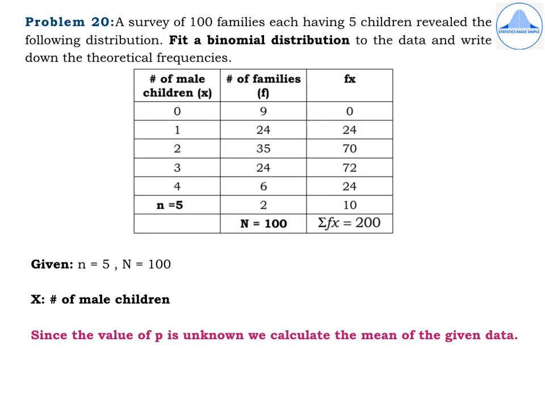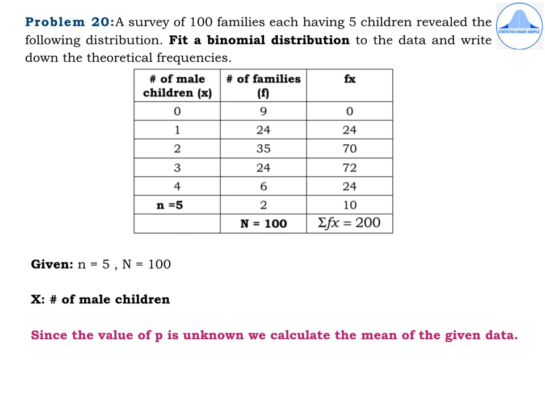This will be the final problem under the binomial distribution topic. I have covered in my previous videos 1 markers, 2 markers, 5 mark questions. So the 20th problem: a survey of 100 families each having 5 children revealed the following distribution. Fit a binomial distribution to the data and write down the theoretical frequencies.